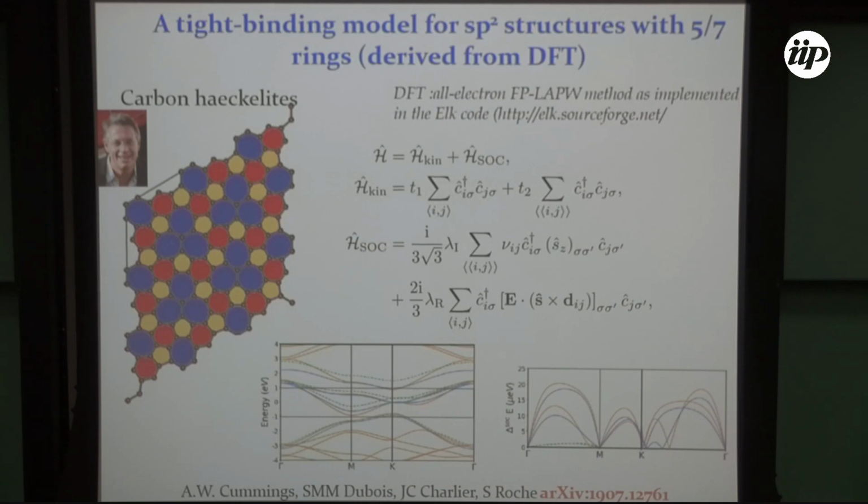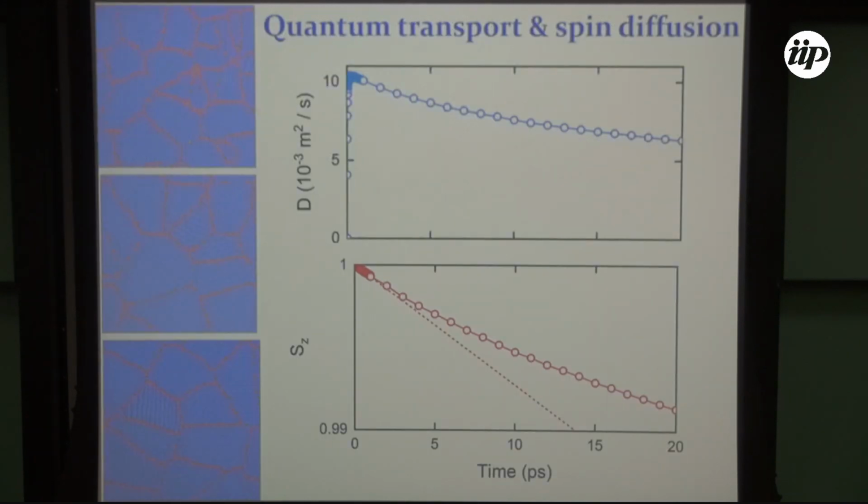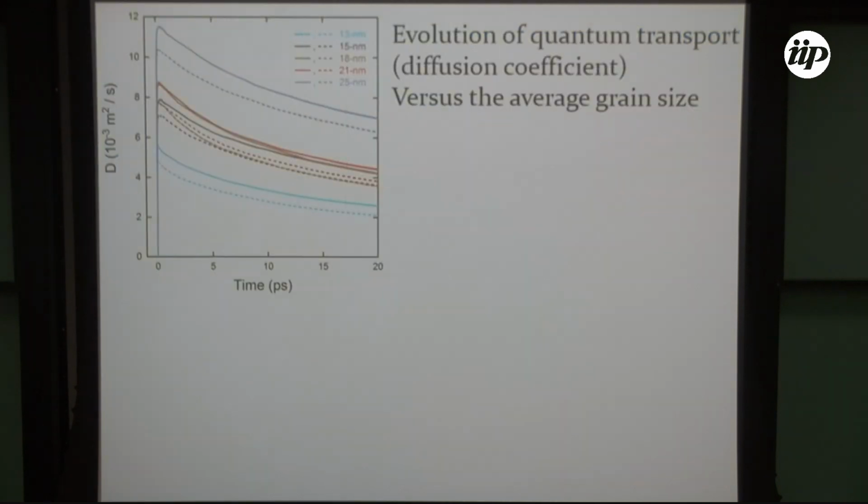So we work a lot, and the group of Jean-Christophe came out with a very general, universal way, a tight-binding model, in order to take into account all these non-hexagonal rings in a disordered graphene sp2. I have no time to go into the details, so I will go fast. We have a model, so then we can compute the spin dynamics with the same type of approach and see how the spin diffusion lengths change with increasing the average size.